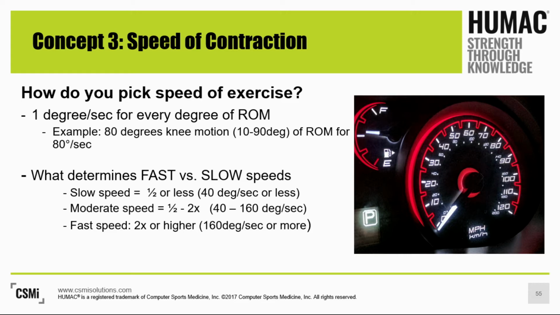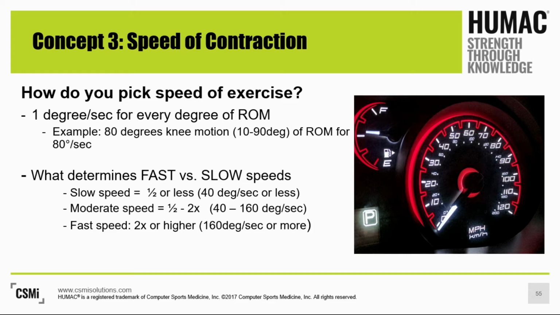A fast speed is defined as 2 times the range of motion or faster. So here we're talking about 160 degrees per second or faster. Well, why does this matter? Well, when you have a joint with a big range of motion like the knee compared to a small joint with a smaller range of motion, such as ankle inversion and eversion, and you're only exercising them from 10 degrees of eversion to 30 degrees of inversion, well, that's only a total of 40 degrees, and it's half of what we're talking about with the knee.